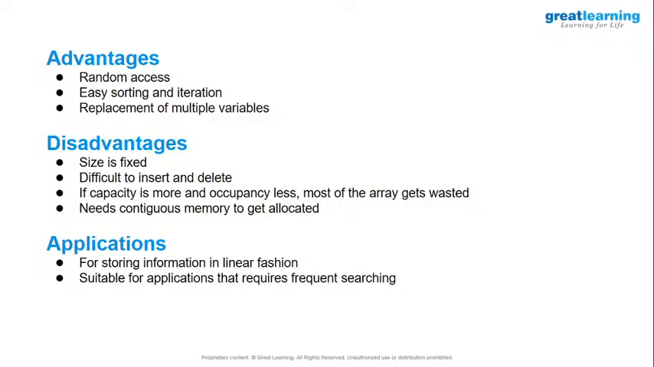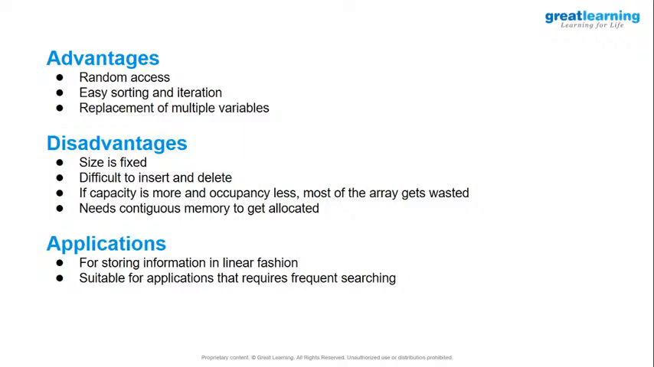Basically, if you want to insert anything, for example, the size of the array is 5 and you have inserted 4 elements. So index 4 is available, but you want to insert at index 3. So you need to shift elements to the right-hand side, right? That shifting is required for both array insertion as well as deletion. That's why it's difficult to insert and delete.